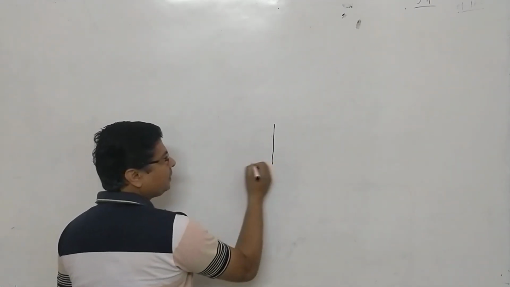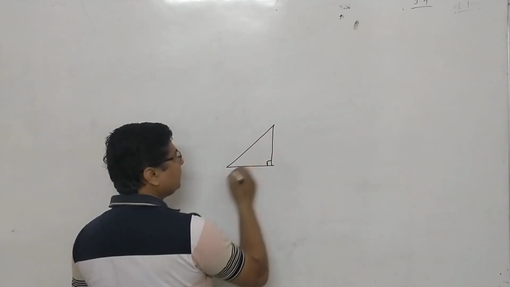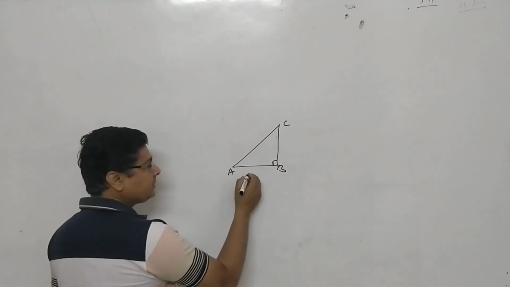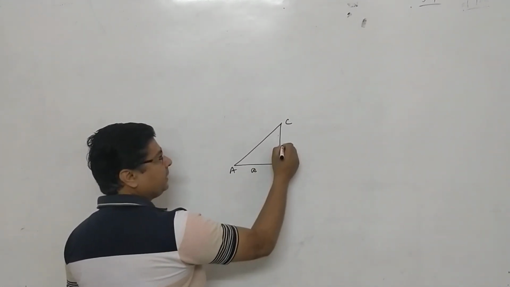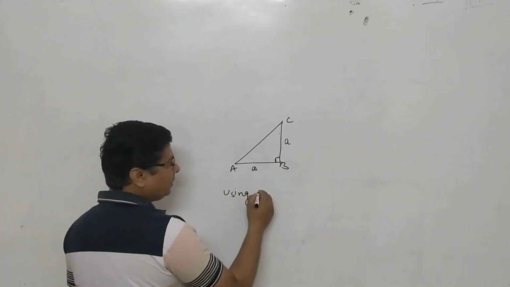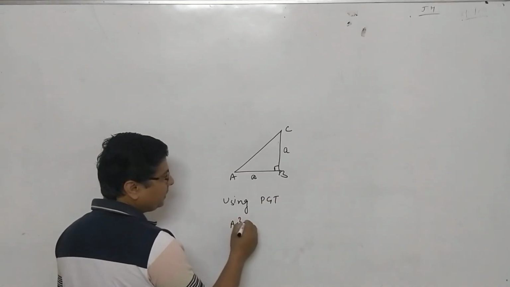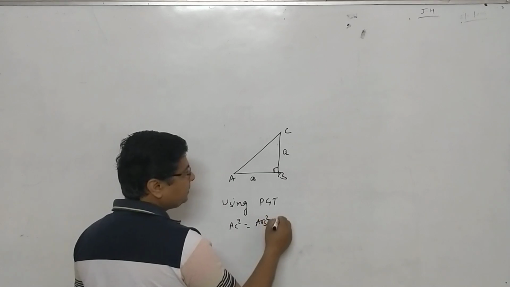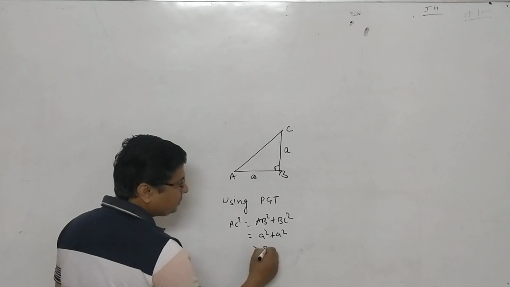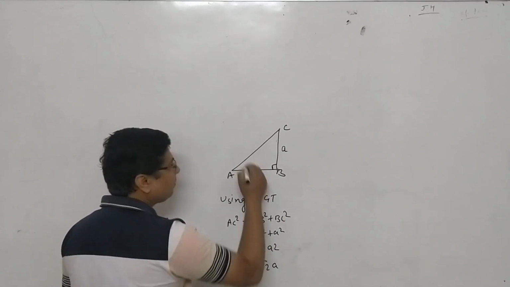For that purpose, we draw a right angled isosceles triangle. Let ABC is a right angled isosceles triangle in which let AB is A and BC is also A. Using Pythagoras theorem, and in short we will write PGT, AC square will be AB square plus BC square. So it is A square plus A square, that is 2A square. Therefore AC equal to under root 2A.